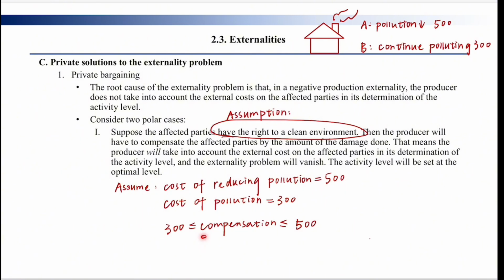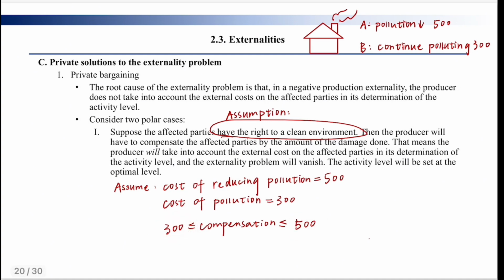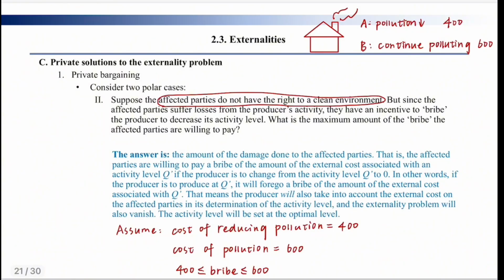Okay, if the compensation is less than 300 Hong Kong dollars, for example 200 Hong Kong dollars, the affected parties will not be willing to accept it, because they need to go to the hospitals or do something. It will cost them 300 Hong Kong dollars, but the compensation is only 200 Hong Kong dollars. So they are not willing to accept it. That is the reason why the compensation should be between 300 Hong Kong dollars and 500 Hong Kong dollars. Let's move on to the next assumption.